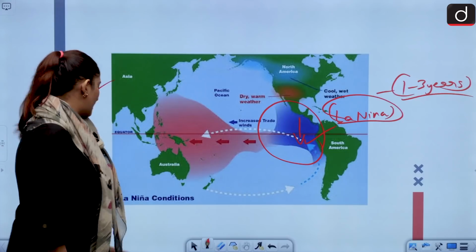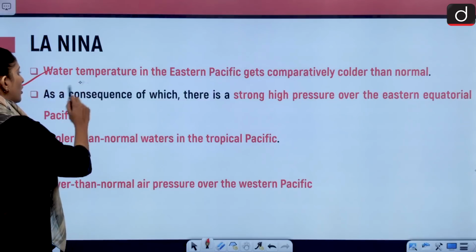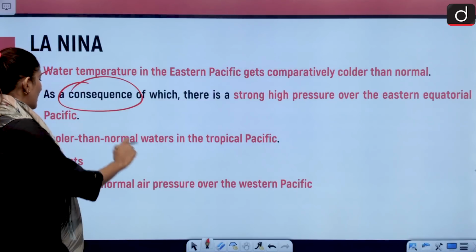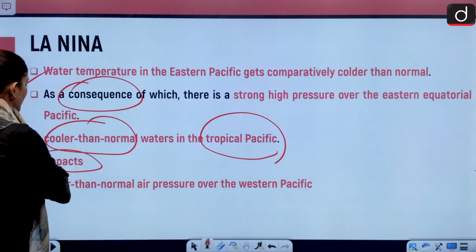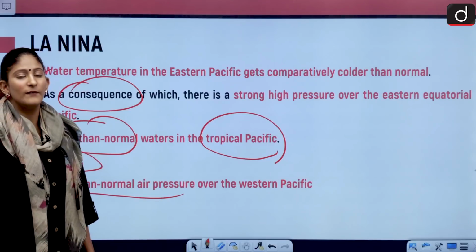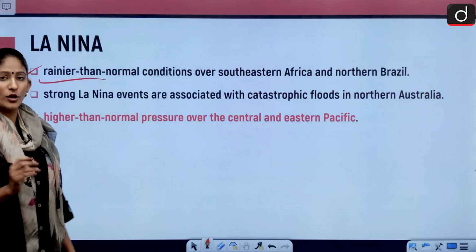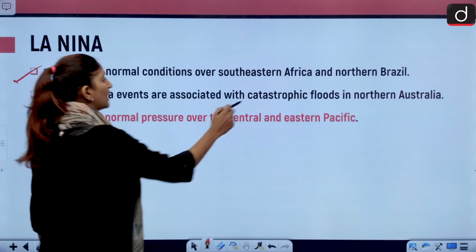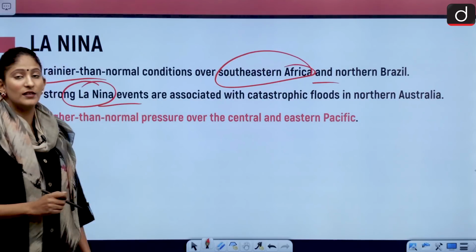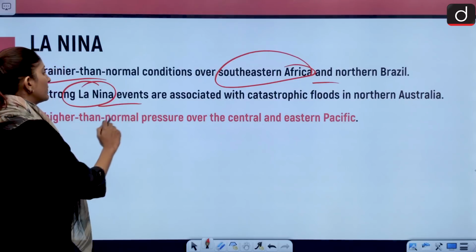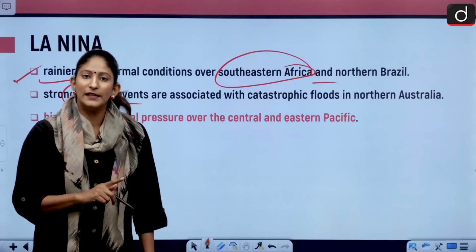Okay, so La Nina, as we discussed here, water temperature in the Eastern Pacific gets comparatively colder than normal. And there is high pressure, as we discussed, and cooler than normal waters in the tropical Pacific start occurring. And the impacts, because lower than normal air pressure is there on the Western Pacific, so that is why it will create rainier than normal conditions. There will be a lot of rain over southeastern Africa and northern Brazil. Also, strong La Nina events are associated with catastrophic floods in Australia. And as you remember, I talked about drought in Australia and Indonesia when El Nino intensifies.